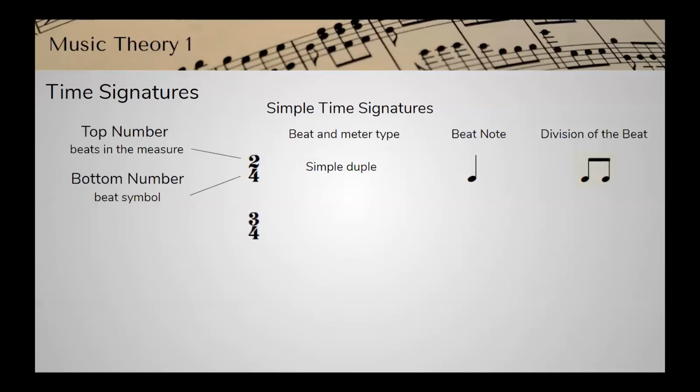Here's another example, 3/4. So the top number is a 3, the bottom number is a 4. And we know it's a simple time signature. So this is a simple triple time signature. Again, since the bottom number is 4, that means that the beat is represented by a quarter note.